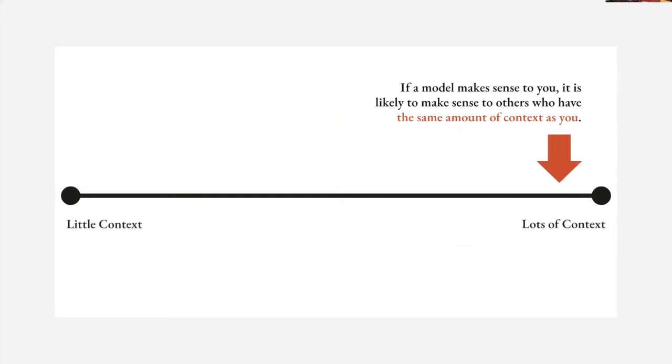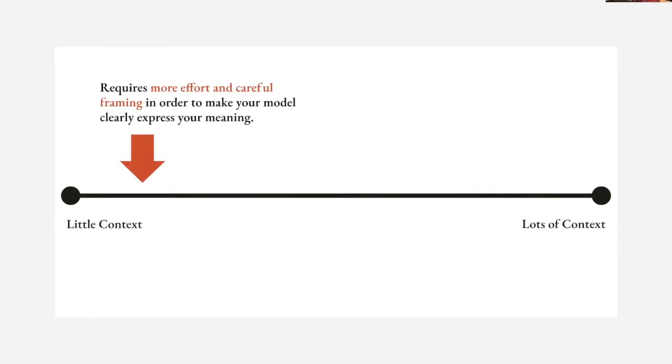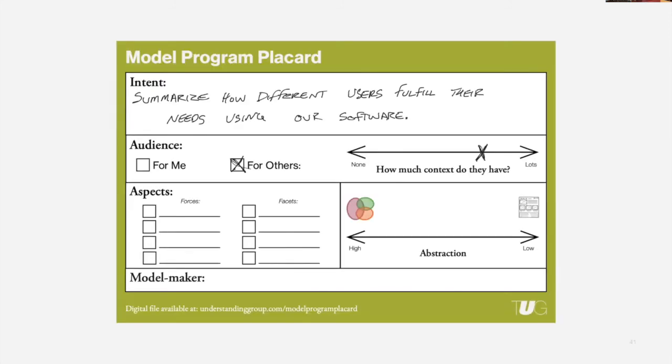If a model makes sense to you, it's likely going to make sense to others who have the same amount of context as you. And so I think about the audience on this spectrum of they either have a little context or they have a lot of context. This doesn't have to be laser precise, but in general, where are they? Do they have the same amount of context as you? Do they have very little context? It's going to require a lot more effort in framing in order to be clear about what you're trying to convey if somebody doesn't have very much context. So establishing that audience up front helps me know what I'm getting into.